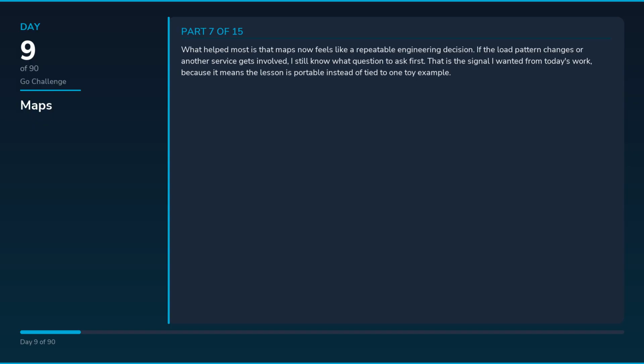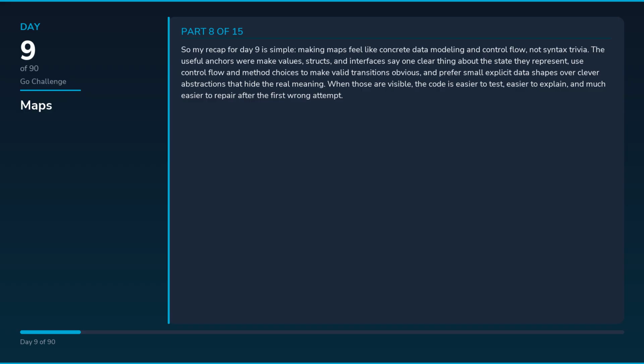That is the signal I wanted from today's work, because it means the lesson is portable instead of tied to one toy example. So my recap for day 9 is simple: making maps feel like concrete data modeling and control flow, not syntax trivia. The useful anchors were make values, structs, and interfaces say one clear thing about the state they represent, use control flow and method choices to make valid transitions obvious, and prefer small explicit data shapes over clever abstractions that hide the real meaning.